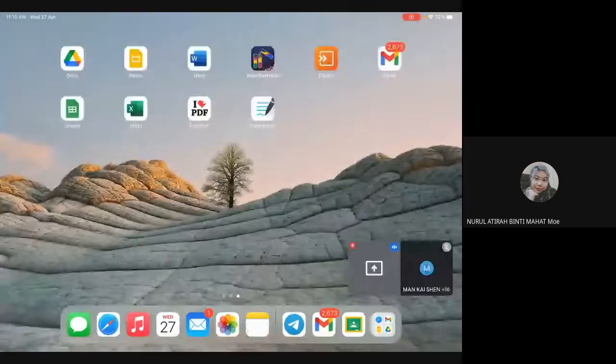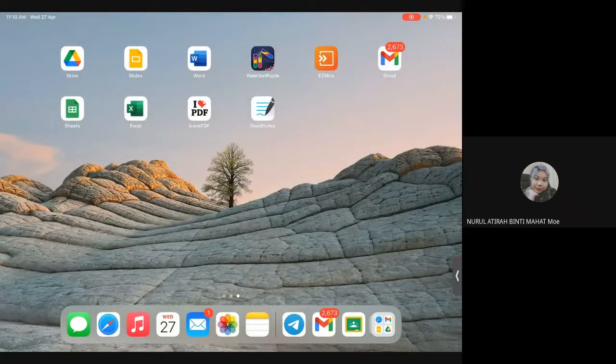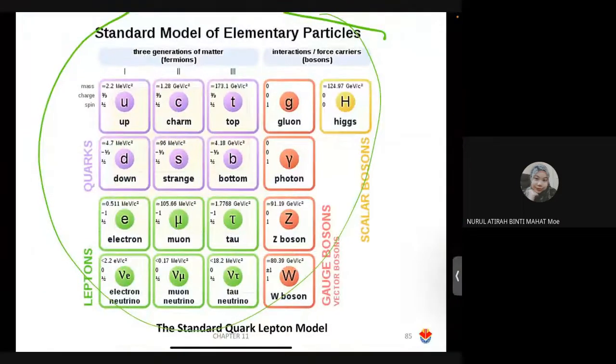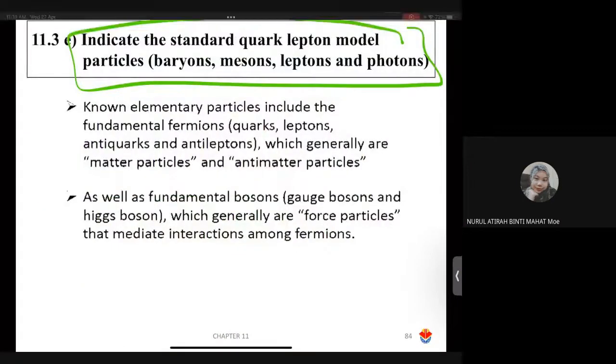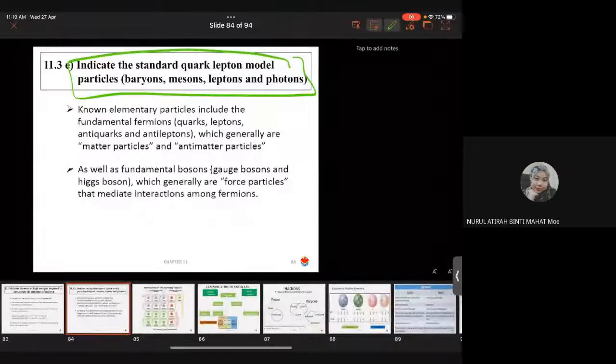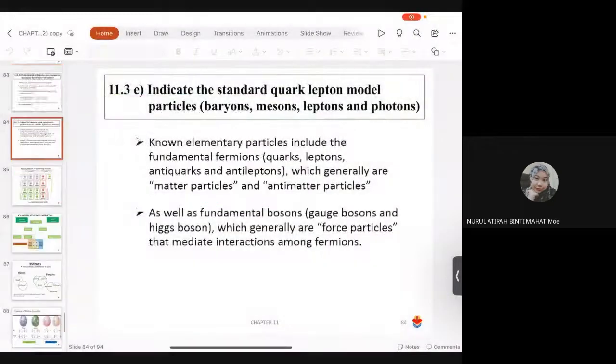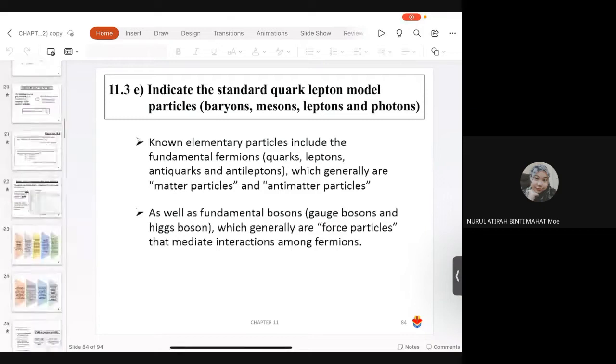Okay, so saya just nak remind balik lah. Okay, saya tak guna nota yang tu. Okay, yang ini sekejap ya, kita balik. Okay, so kita tengok balik lah apa yang kita dah belajar.